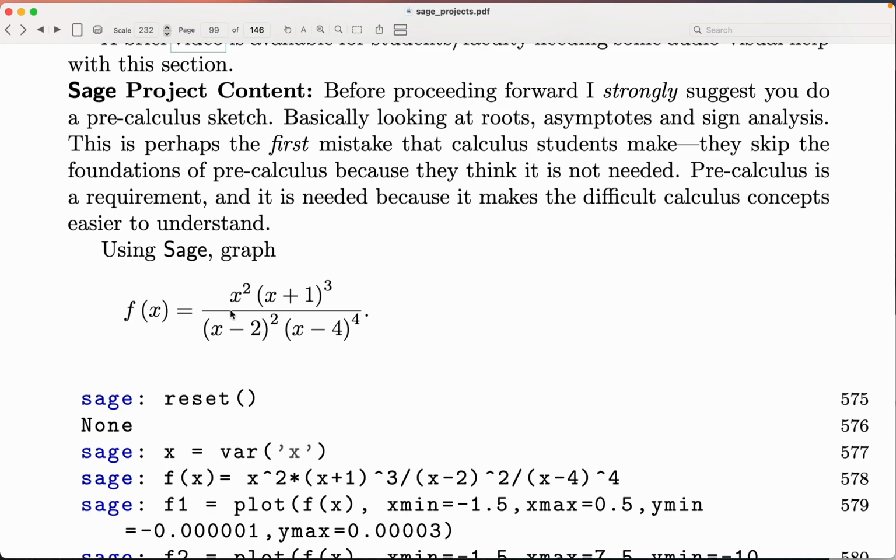What do we talk about? Pre-calculus sketch of this thing over here. Basically looking at roots, asymptotes, sign analysis. This is perhaps the first mistake that calculus students make. They often skip this, what I call foundations of pre-calculus. They often think it's not needed.